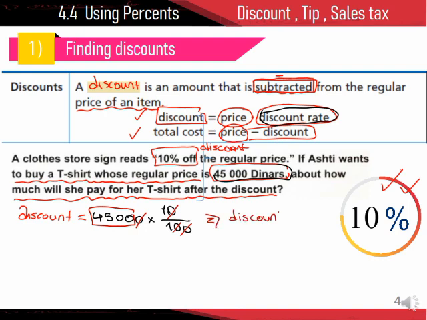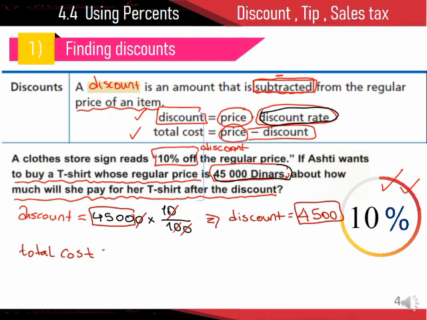Discount is equal to 4,500 dinars. So in here we have 4,500 discount. So what is the total cost that Ashti should pay?